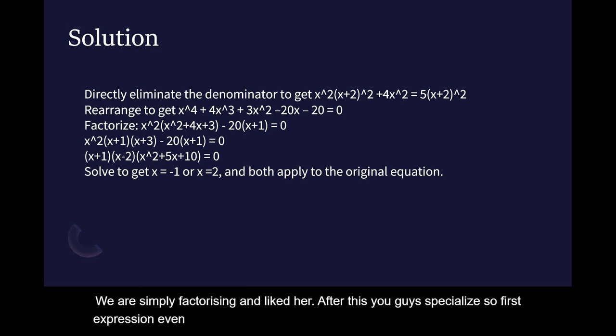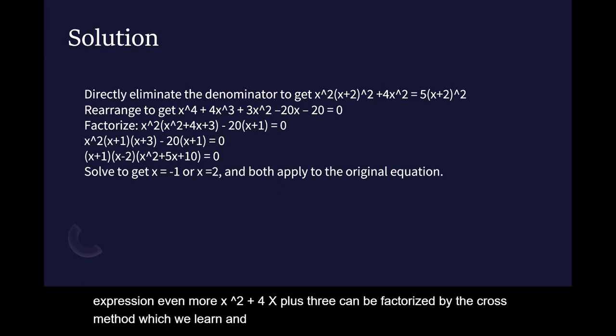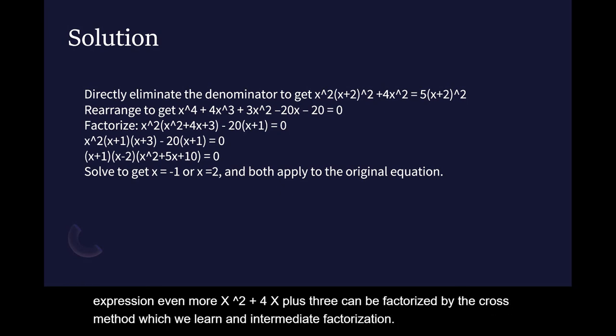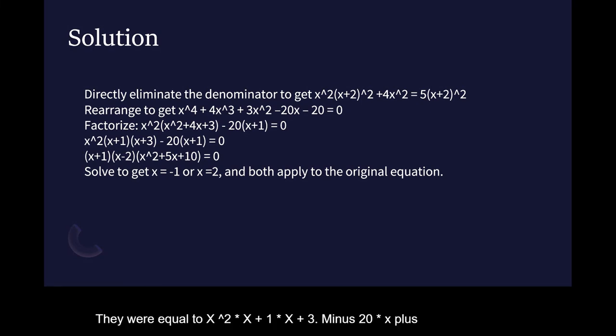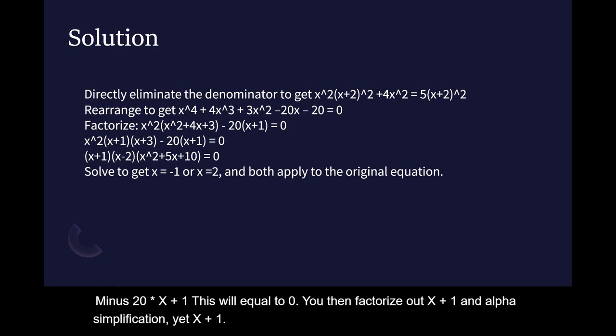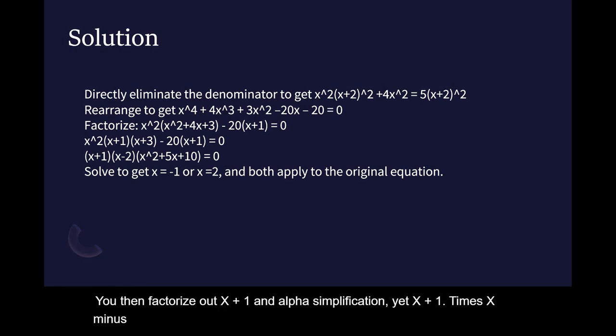x squared plus 4x plus 3 can be factorized by the cross method, which we learned in intermediate factorization. They will equal x squared times (x plus 1) times (x plus 3) minus 20 times (x plus 1). This will equal 0. You then factorize out x plus 1, and after simplification, you get (x plus 1) times (x minus 2) times (x squared plus 5x plus 10) equals 0.